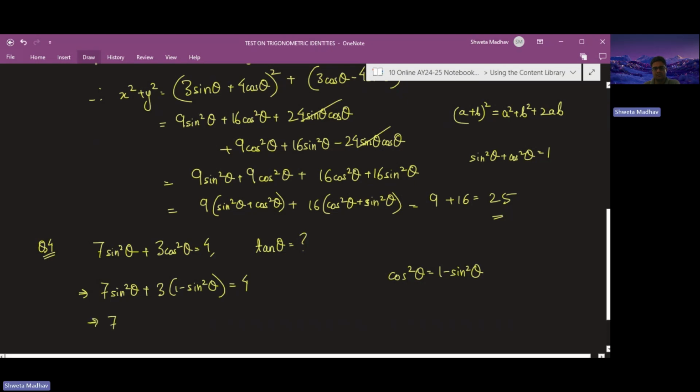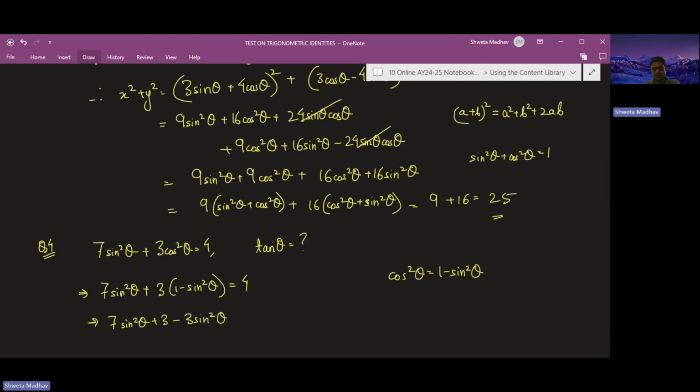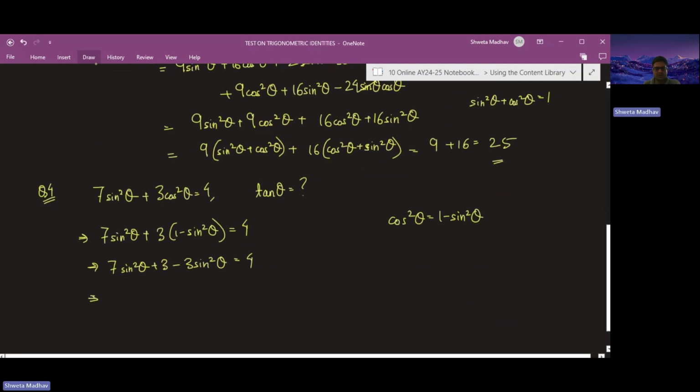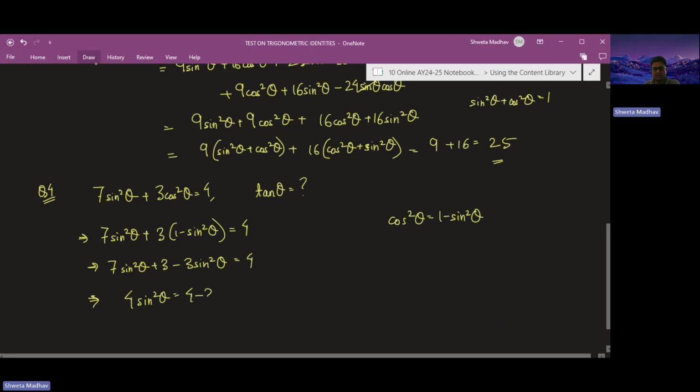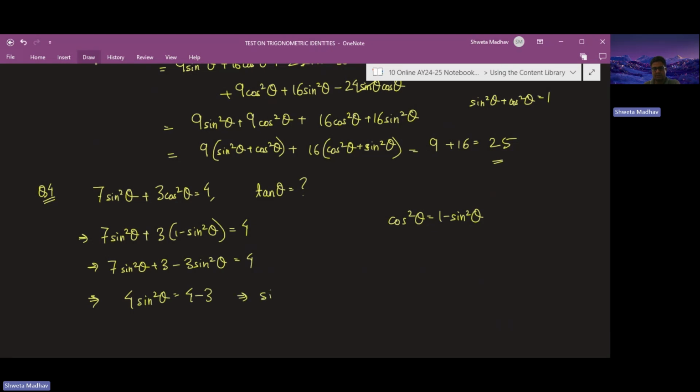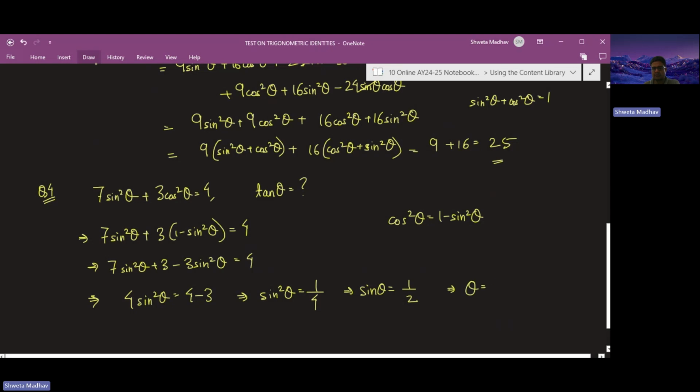So this will be 7 sine square theta plus 3 minus 3 sine square theta, that is equal to 4. So we can write 7 sine square theta minus 3 sine square theta, that is 4 sine square theta, equal to 4 minus 3, that is 1. So sine square theta equals 1 by 4. That means sine theta will be equal to 1 by 2, and hence theta will be equal to 30 degrees.